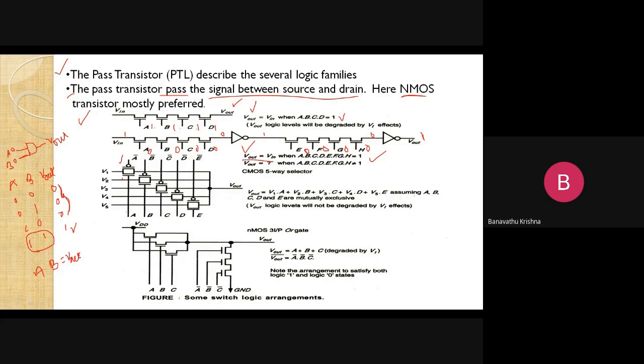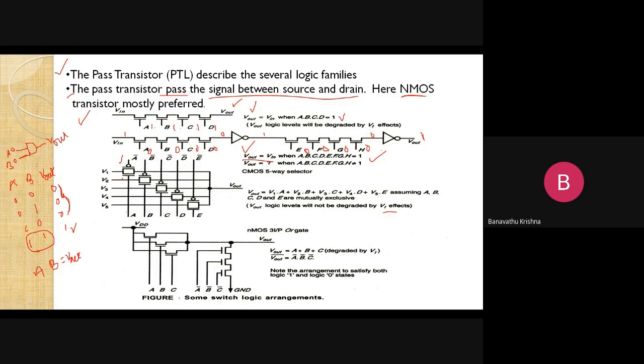So here, assuming A, B, C, D, and E are mutually exclusive, the V out logic levels will not be degraded by the VT effects. VT effect here means nothing but threshold voltage. When we apply the pass transistor, some of the input voltage is going to be degraded at the output side, that is VD minus VT. When we connect them in parallel, there is no VT effect.